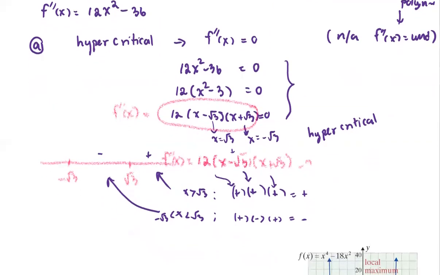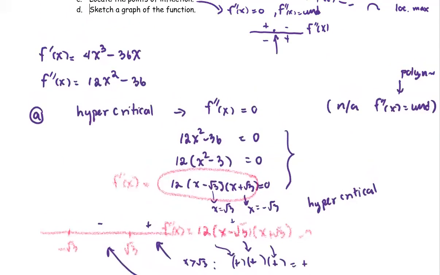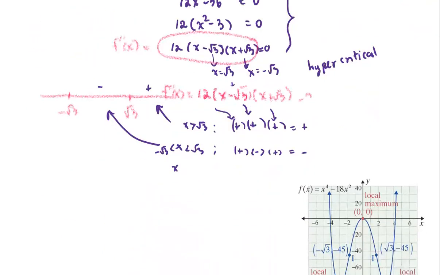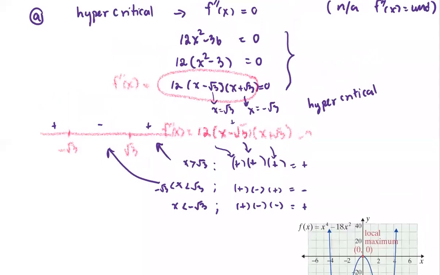And then the last interval works the same way. Just think about any value less than negative square root 3, for example negative square root 4. So the 12 is going to be a plus sign. The negative minus negative gives a negative inside. If you pick negative square root 4 plus square root 3, the result is going to be negative for the last factor. And overall, the product of the signs is going to be a plus sign. So we put a plus sign on the left interval.